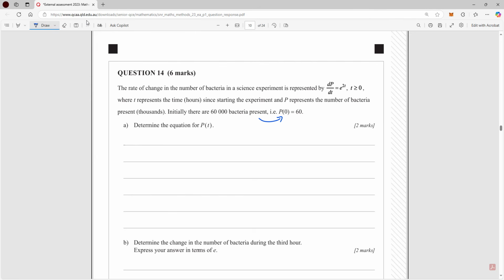So pretty much p of 0 is 60, because the word initially means t equals 0, so if they didn't say that, you could work that out. So when t equals 0, p equals 60. That's all that's saying there. Determine the equation for p of t.